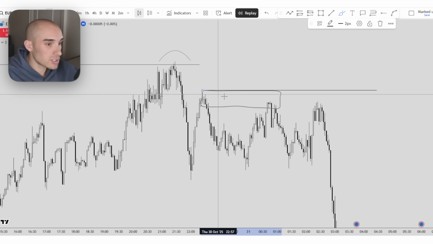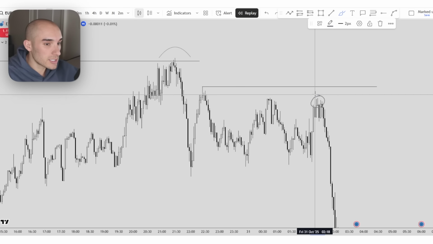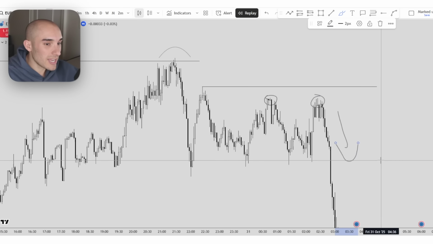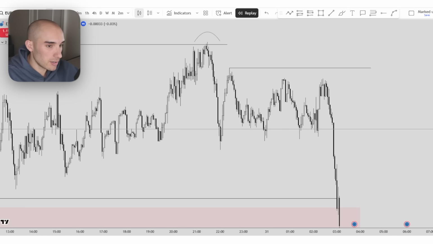Price simply tapped into this whole area, this zone, this price level, whatever you want to call it, and moved away to the downside, okay? And then look what happens again. This high respects this high. And then we have a big sell-off to the downside. Now only imagine how much liquidity was left above this high.